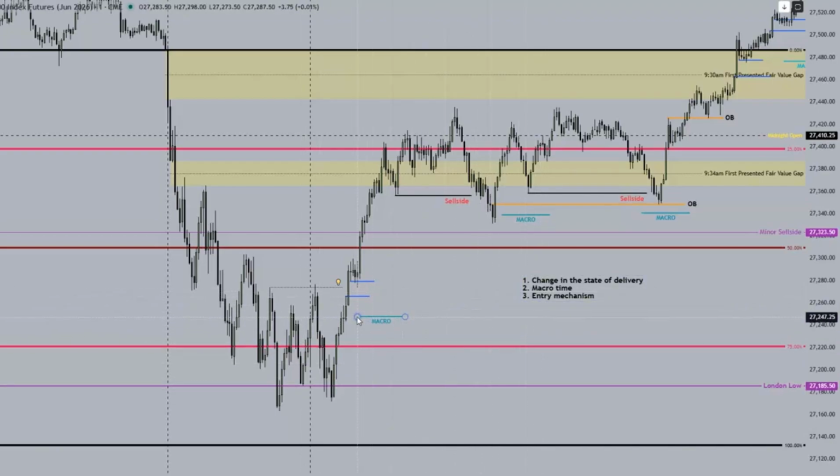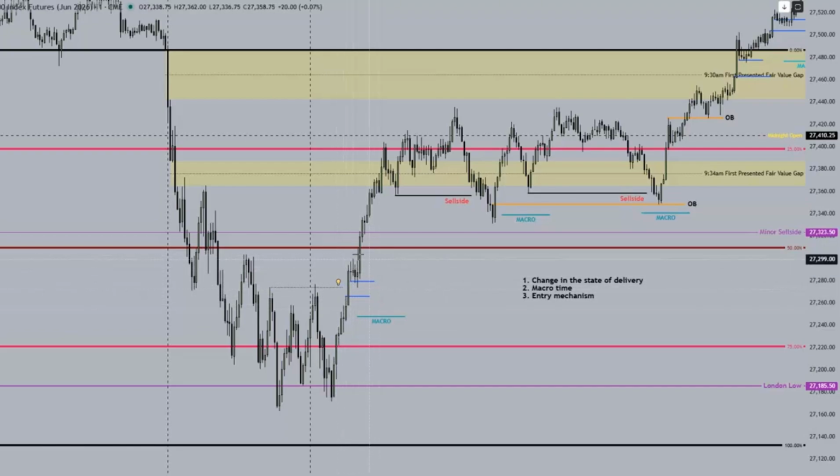We look for it to be around our macro time, from 10:50 to 11:10, because this is when price is going to either create highs or lows or expand. And then we look for our entry mechanism, which is quite simply just our PD array. So here it gave us a fair value gap, and this is what I would have used for entry.